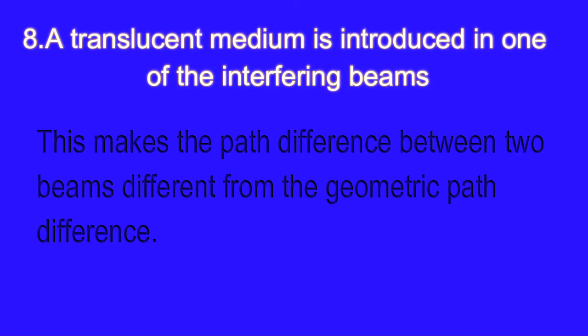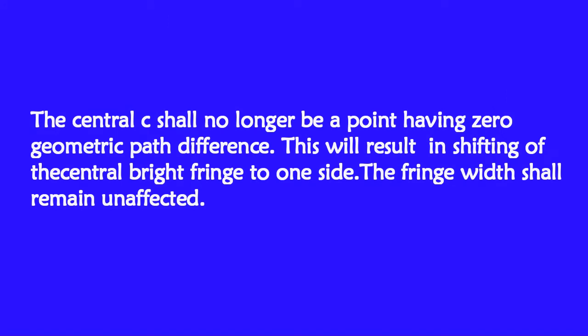A translucent medium is introduced in one of the interfering beams. This makes the path difference between the two beams different from the geometric path difference. The center C shall no longer be a point having zero path difference. This will result in shifting of the central bright fringe to one side. The fringe width shall remain unaffected.